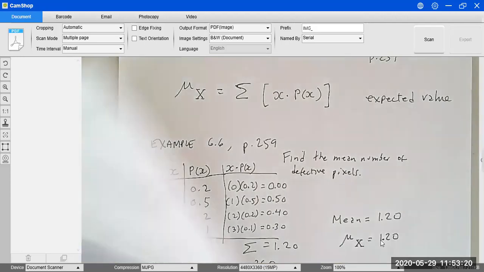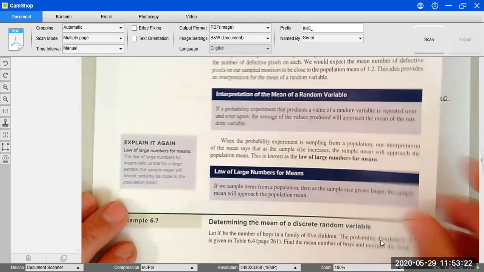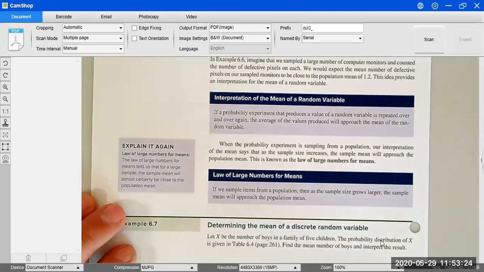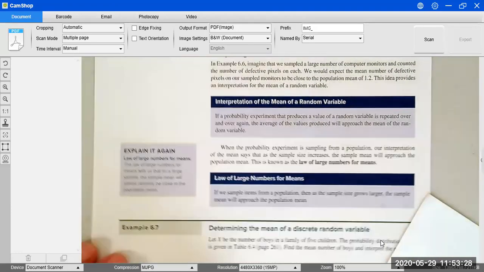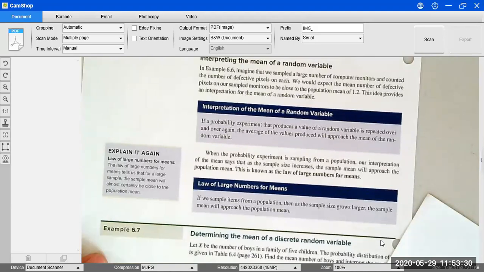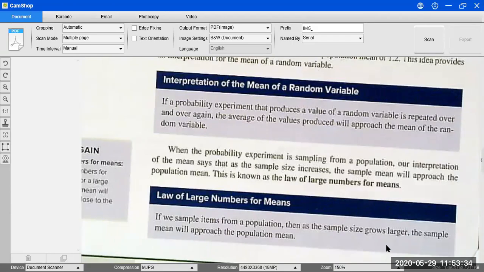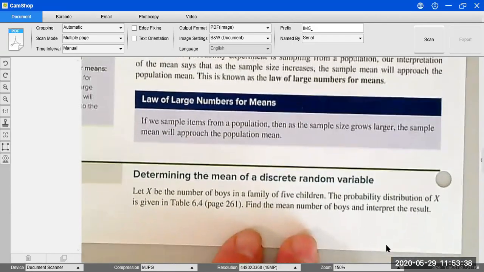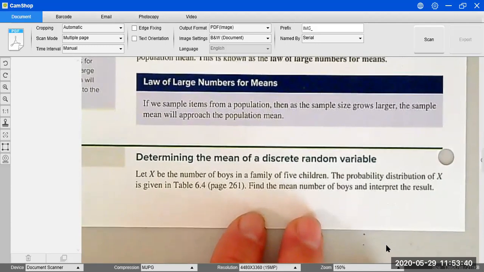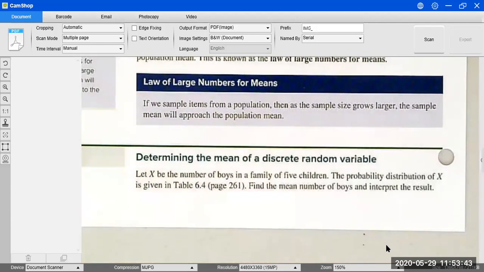So we're going to solve example 6.7. Example 6.7 is on page 260. Let me show you the problem. The problem is here. We're going to determine the mean of a discrete random variable again.